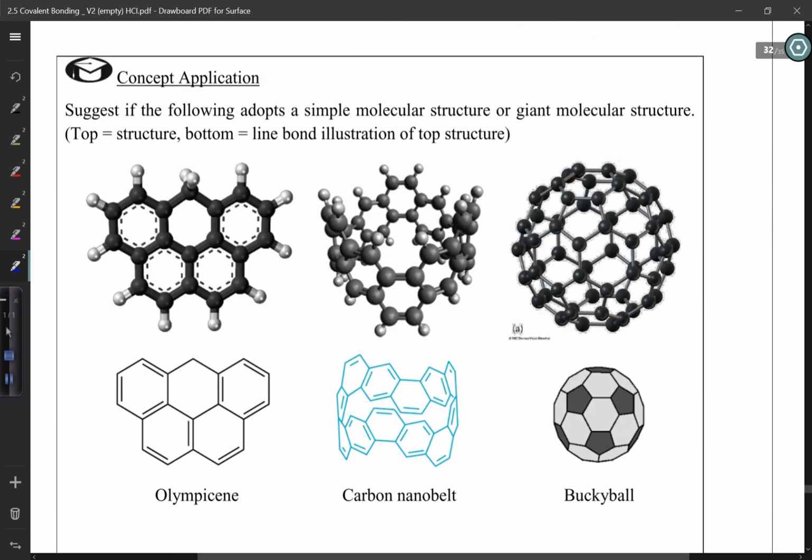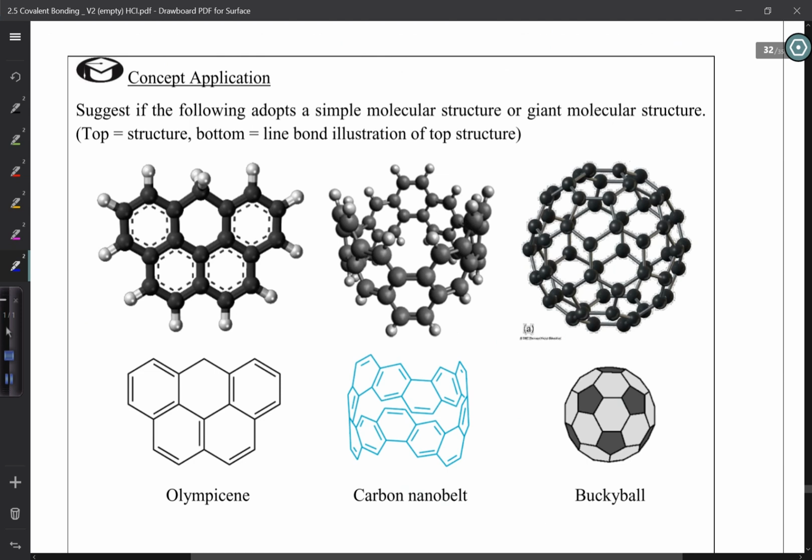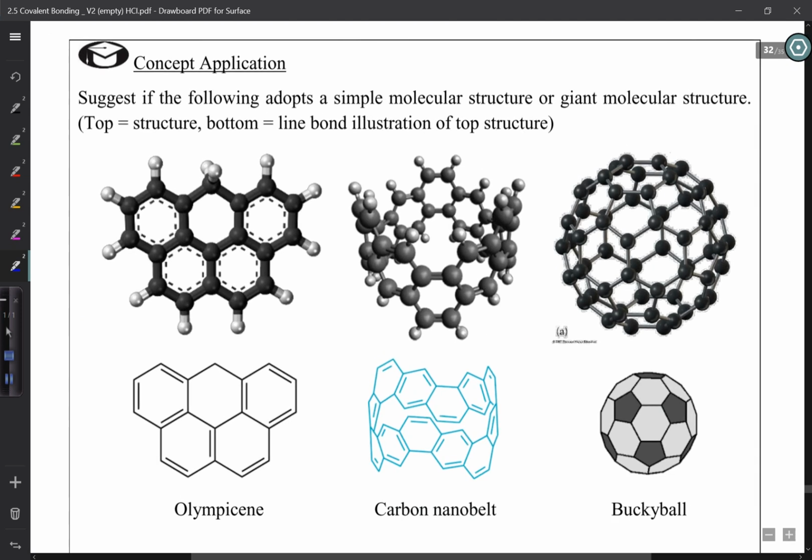Alright. So can you suggest whether the following adopts a simple molecular structure or giant molecular structure? Do you know how to view this? This is the same as this. It's just another way of illustrating. This is the same as this is the same as this.